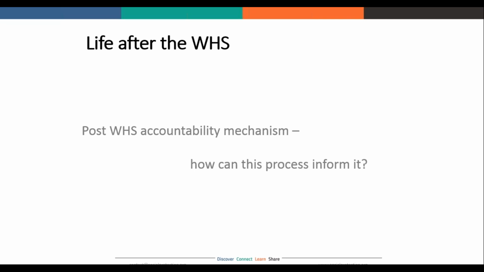CaLP members believe there's a natural role for CaLP in this because of the membership and all the linkages that we have. I'm going to stop there because we have a lot of very interesting questions.